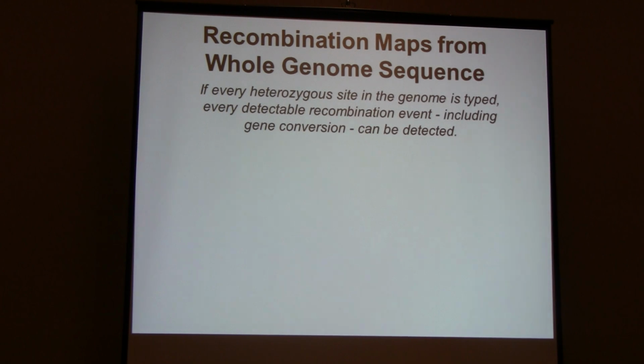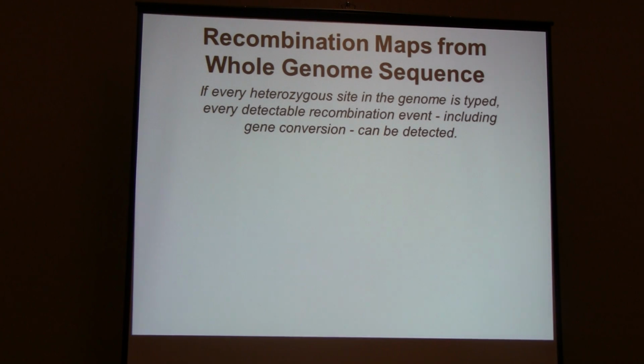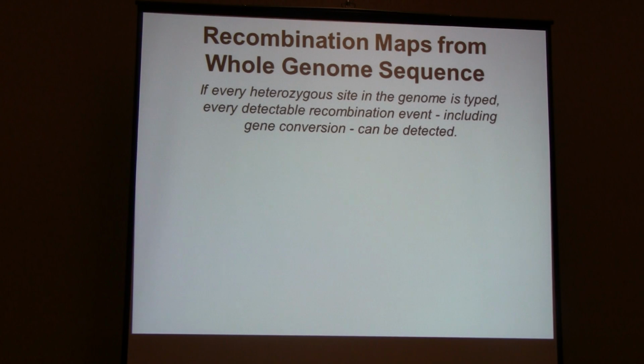One of the objectives of my postdoc has been to try to take advantage of existing whole genome sequence resources and whole genome sequences that are coming online in humans to try to develop even higher density recombination maps in humans based off of whole genome sequencing. And the idea here is that if we can genotype literally every single heterozygous position in a genome, then we should be able to detect every single recombination breakpoint that can be detected. And this will allow us to define crossovers and define potential gene conversion tracks with maximum possible resolution.